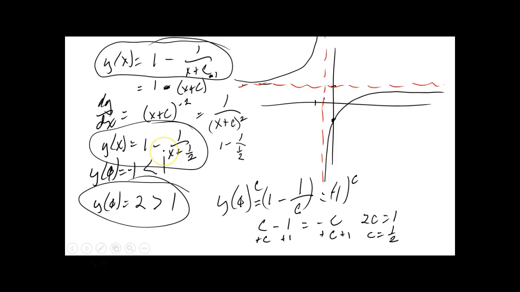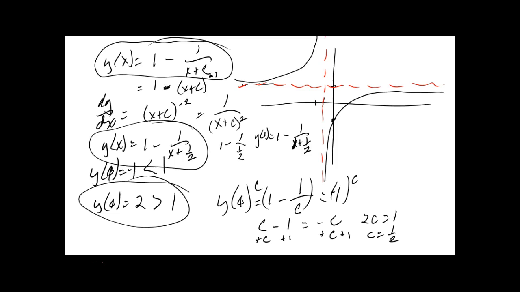Well, go back to your original equation here. You have y of 1 would be equal to 1 minus 1 over x plus 1. No, 1 plus 1/2, sorry. 1 plus 1/2 is 3/2. And 1 over 3/2 is 2/3, right? And 1 minus 2/3 would be 1/3. I missed that one, didn't I?